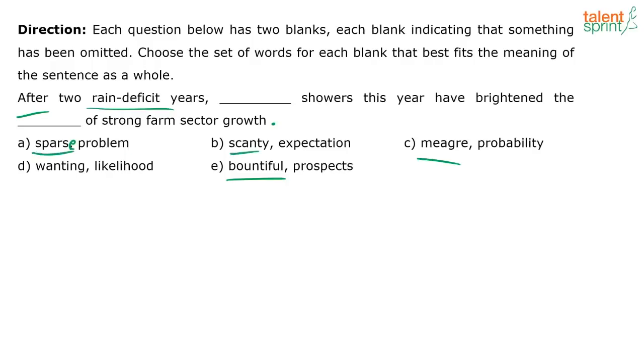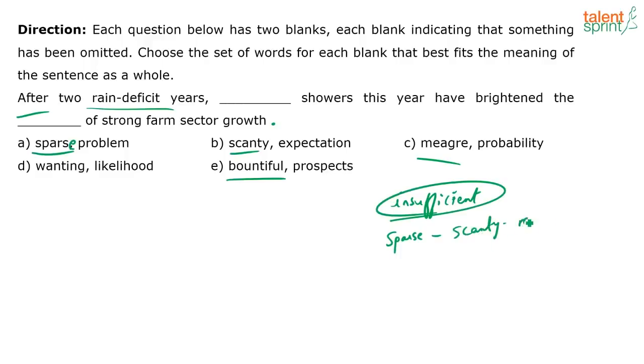In fact, they're all synonyms, which means what? What do they mean? Insufficient, right? Insufficiency. All of these words, sparse means scanty, same thing. Meagre, very little, hardly, not dense, right? And wanting is just an unrelated word. Wanting showers is so illogical. That's it. What's my answer?